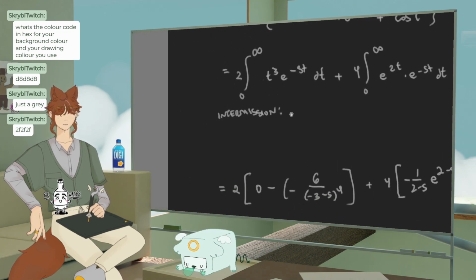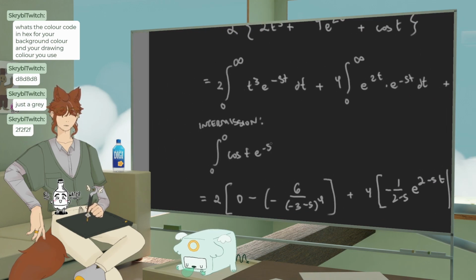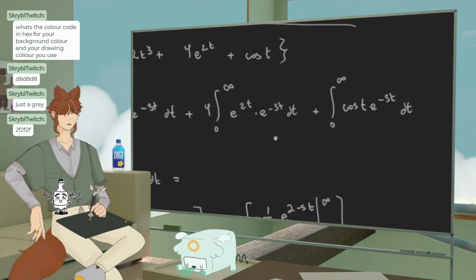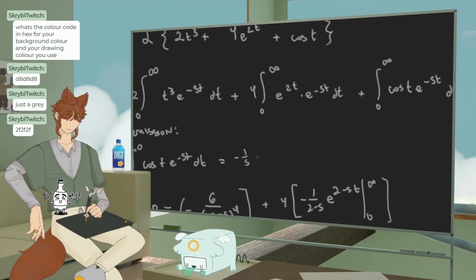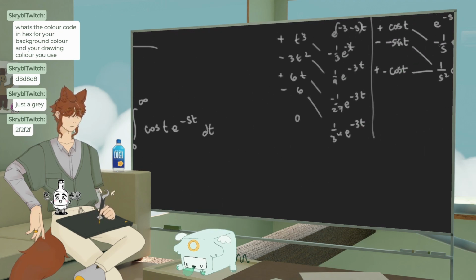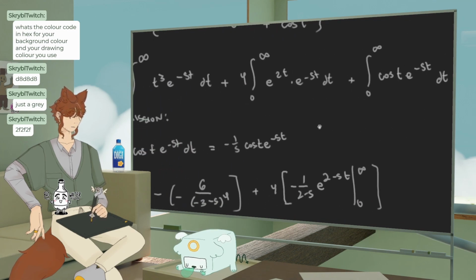Okay, so what we're gonna say is this. We're gonna say the integral of cosine of t times e to the negative st dt equals, because we're doing the integration by parts, so we can say that it equals this. Negative 1 over s. Okay, so we got that one. That times that. And then we have positive sine 1 over s squared, sine t e to the negative st.